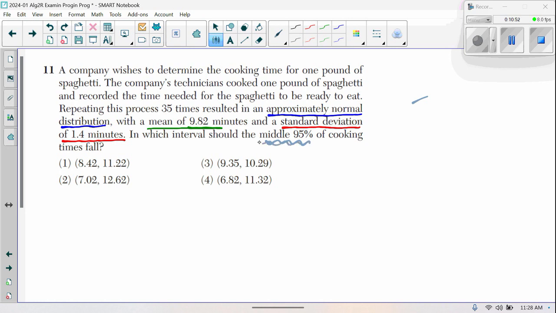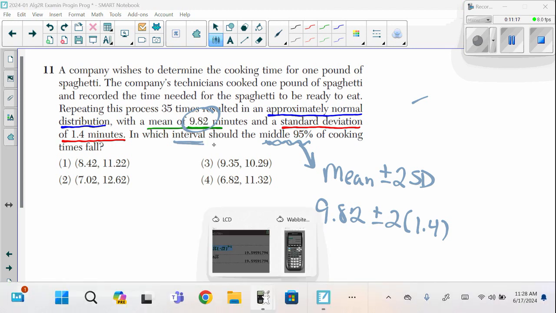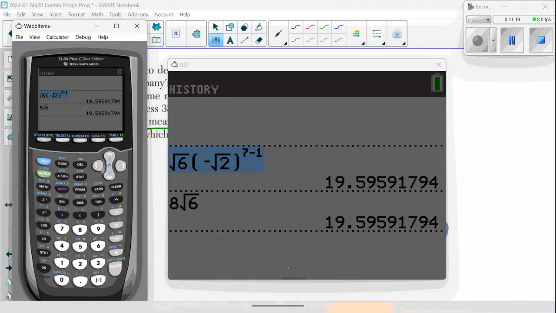That's the moneymaker. That is my mean plus or minus 2 times my standard deviation. My mean is 9.82. I'm going to add 2 times my standard deviation, which is 1.4. And then I'm going to do that and subtract. Those two numbers are the interval. Guys, it really is just quite that simple.